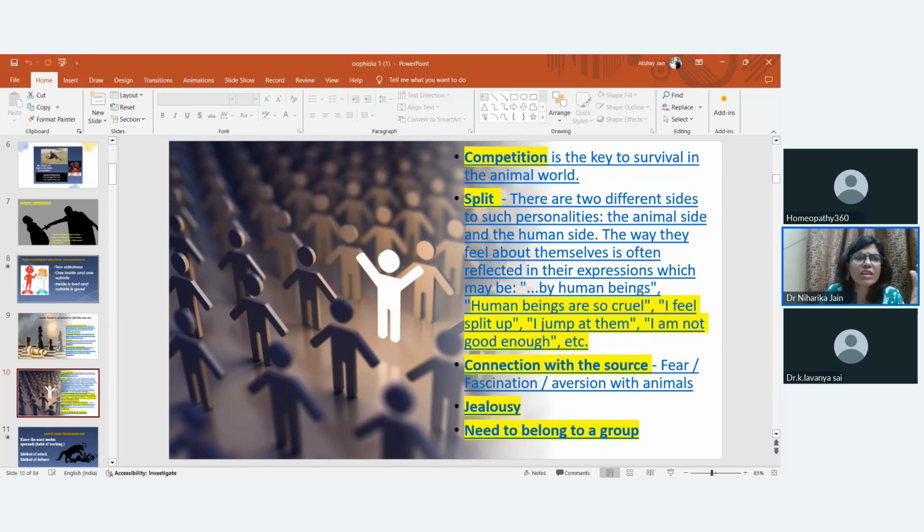You understood? Okay. Black and yellow. Or they are very fascinated, very interested, very excited by a particular source. And they also say aversion to animals. Again, the very key point. Another side of the remedy. They are saying maybe, I don't like animals. Jealousy. And the need to belong to a group.